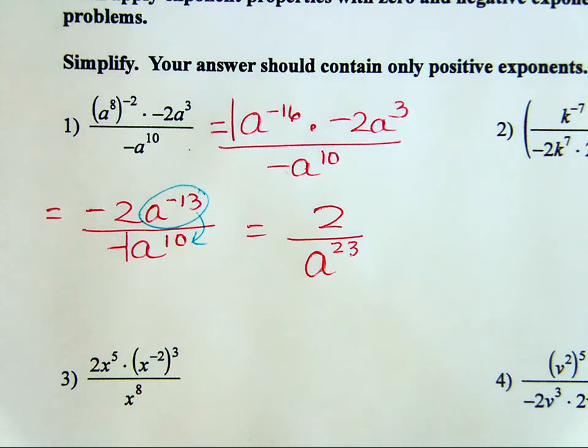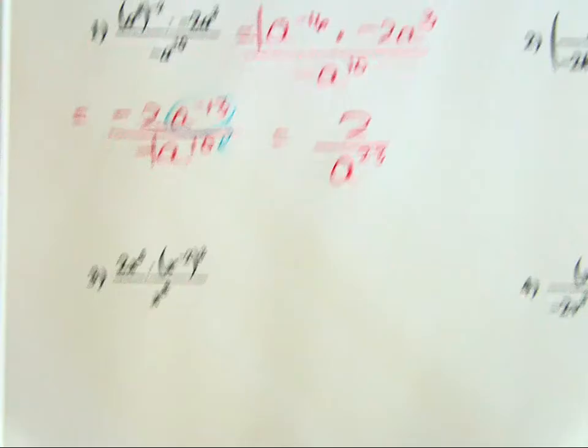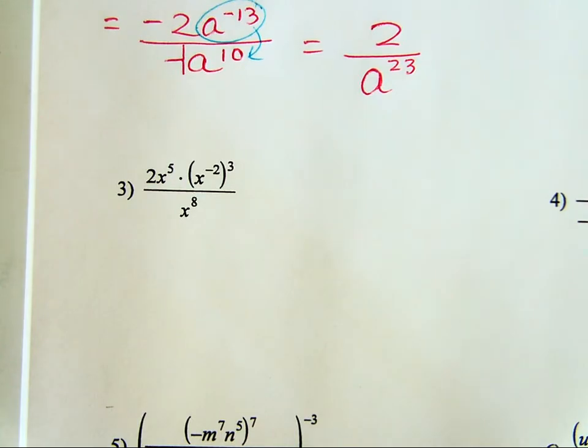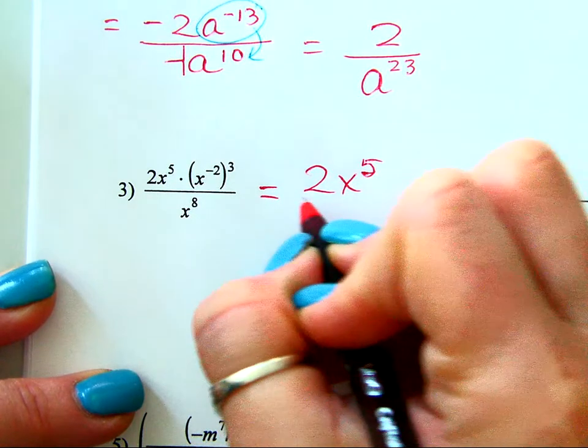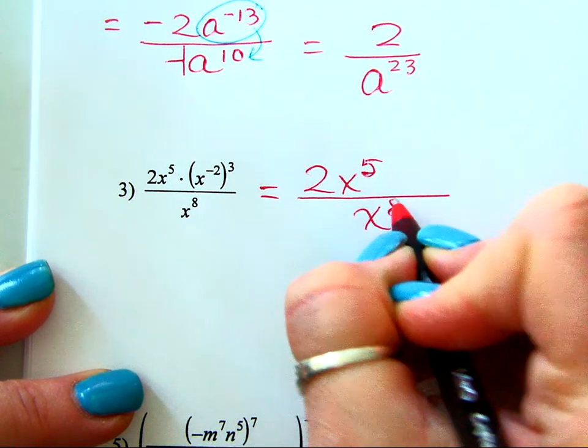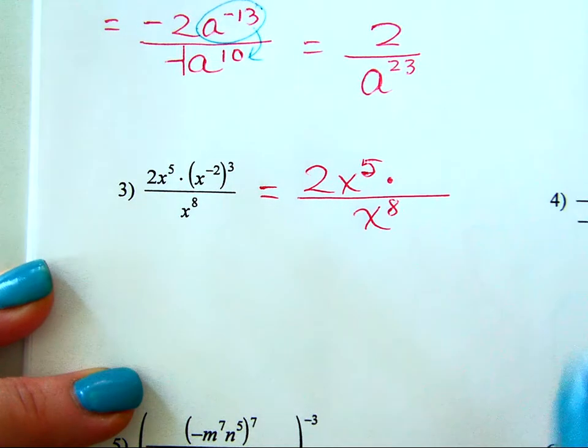All right, let's come back to number 2 in a minute. Let's try number 3 right now. It's a very similar problem, right? So let's take care of the exponent on the outside first. Let's recopy that 2x to the 5th. We're going to divide whatever it is by x to the 8th.